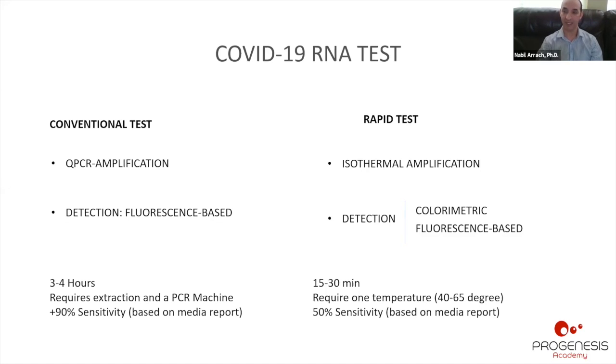So 65 degrees is the optimum temperature for isothermal amplification. The Abbott test uses a similar concept. It uses an isothermal amplification, and that's why they claim the test takes only 15 minutes. So in each test, you have two stages: the amplification and the detection, right? In the rapid test, the detection can be either colorimetric or fluorescence-based. And for the conventional RT-PCR, it is fluorescence-based.